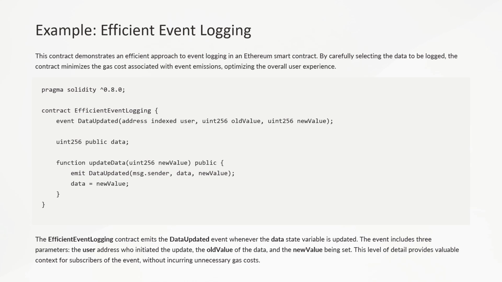By emitting the DataUpdated event when the data state variable is updated, the contract provides valuable context for subscribers of the event without incurring unnecessary gas costs. The level of detail captured by the event enhances the user experience and transparency of the contract state changes, contributing to a more informative and efficient decentralized application.